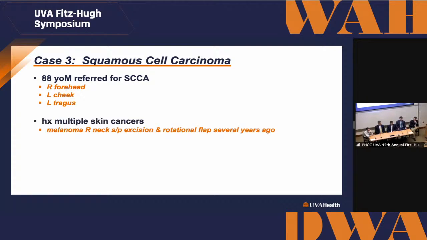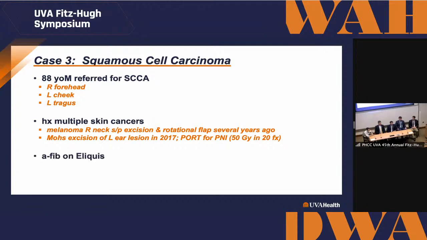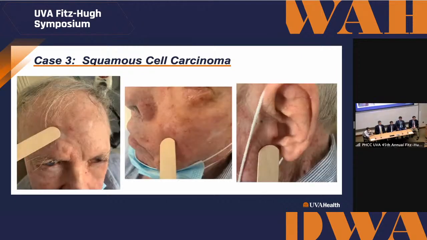So he has a history of multiple skin cancers. He's had a melanoma of the right neck that was excised years prior and underwent a rotational flap to close that defect. Has been observed since. Then a Mohs excision of this original left ear lesion 4 years prior, which was notable for perineural invasion, and he got 50 gray of radiation postoperatively in 20 fractions, not here but elsewhere. So he has some other medical problems, most notably AFib on Eliquis, but a reasonably healthy 88-year-old male.